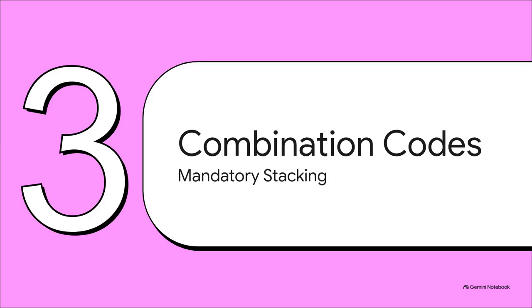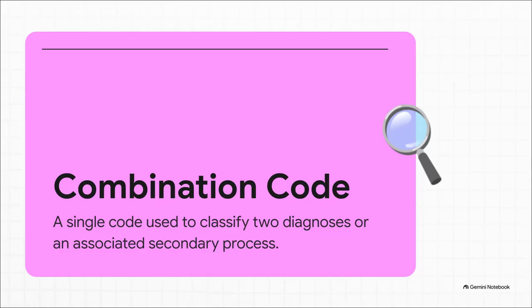Trap 3, combination code traps, mandatory stacking. Okay, so test writers love, and I mean love, giving you scenarios where a patient has multiple related conditions. They are trying to tempt you to code them all individually. But remember, a combination code is defined as a single code used to classify 2 diagnoses or a diagnosis with an associated secondary process or complication. When the ICD-10-CM index hands you a combination code that fully identifies the patient's conditions, you are bound by the guidelines to use it. You absolutely cannot dual code those conditions separately if that combination code exists.